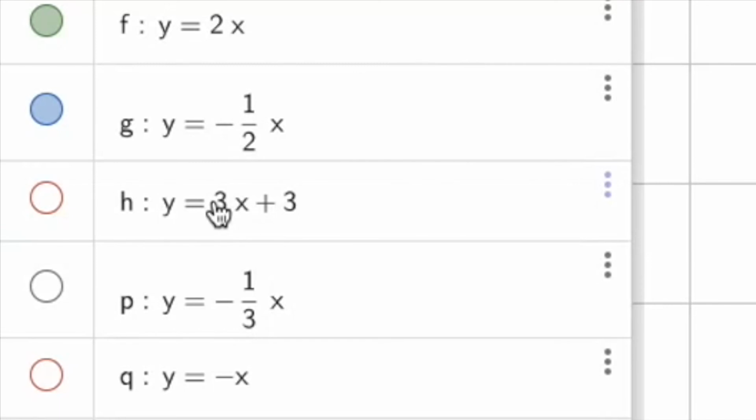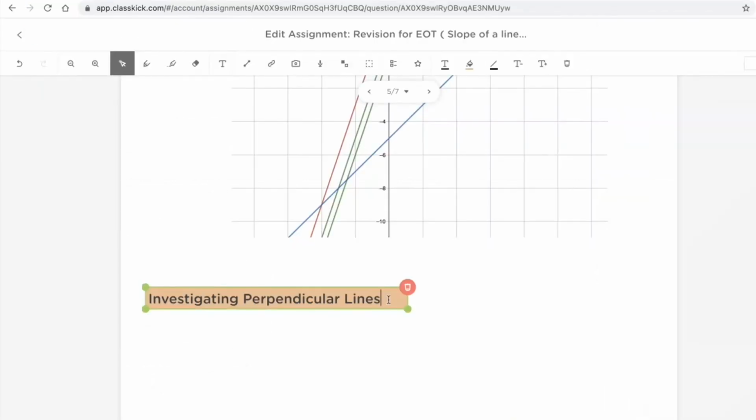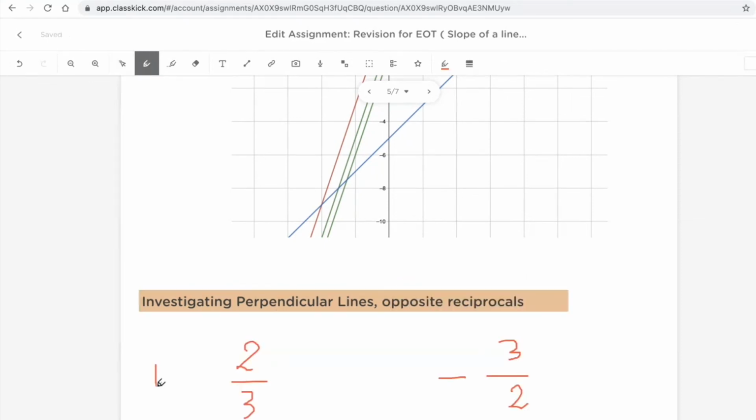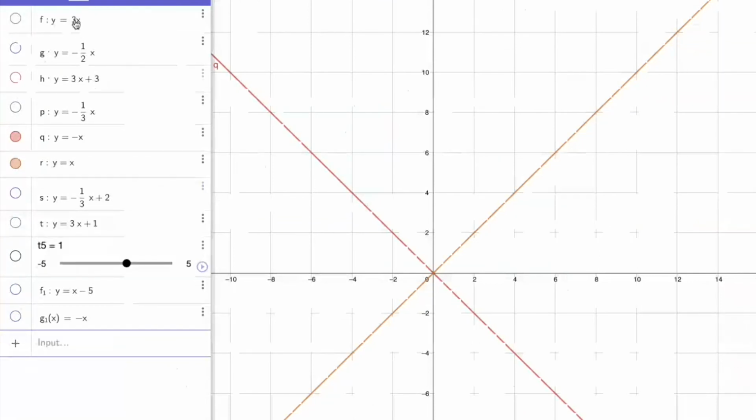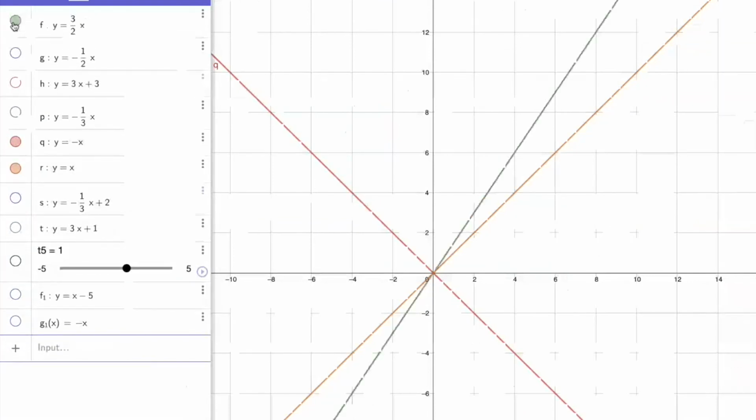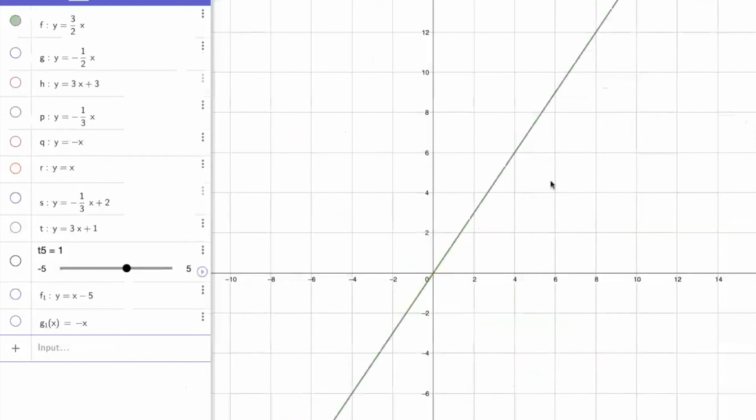Like this one has a slope of 3. This one has a slope of negative 1 over 3. So you flip over and you change the sign. They are opposite reciprocals. So if a slope is 2 over 3 and the other slope is negative 3 over 2, we get perpendicular lines.